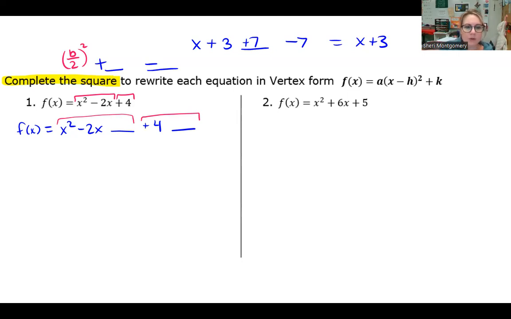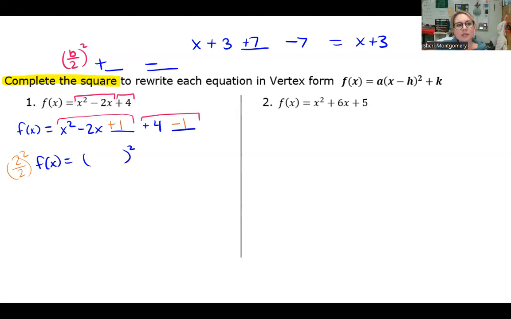So now I need to complete the square, figure out my magic number. Off to the side, I can figure that out. I have 2 divided by 2 squared. 2 divided by 2 is what? What's 1 squared? 1. So I'm going to add 1, but I have to subtract 1 so that I don't change anything. I'm going to continue on completing the square. So I have f of x, and now I can factor it.